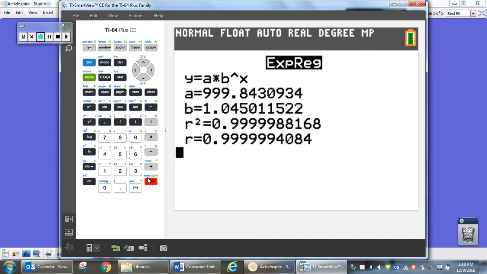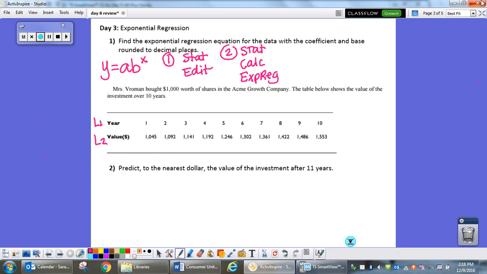All right, so we're going to have to round our A values. Look at the 3, it does nothing to the 4. And our B values, look at the 5, it bumps the 4 up. So your equation is y equals 999 and 8400ths to the 1.05 x power. So that is just a model equation.